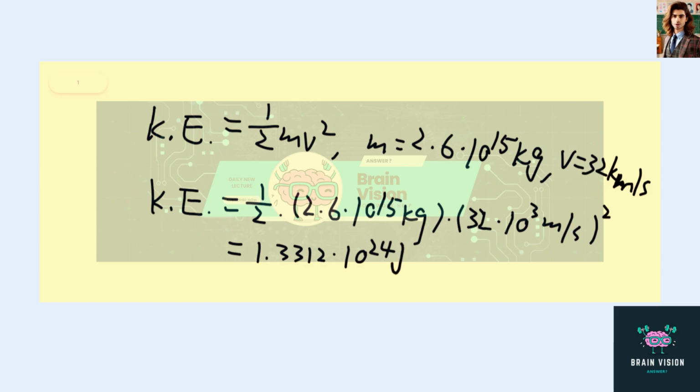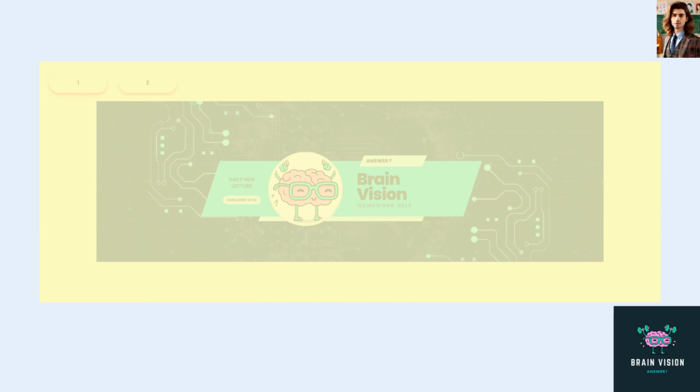And we were talking about only 1% of such energy will boil the water. So 1%, which is 0.01, times the kinetic energy we have, it will give us 1.3312 times 10 to the power of 22 joule. Okay? So now we need to figure out how much water will be boiled off.